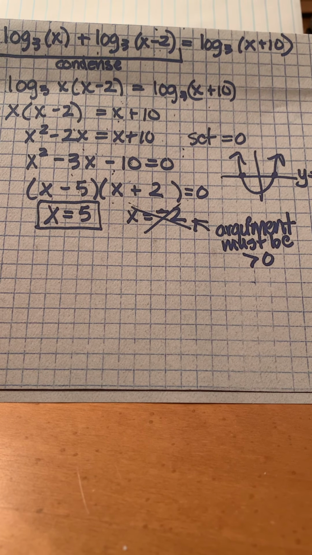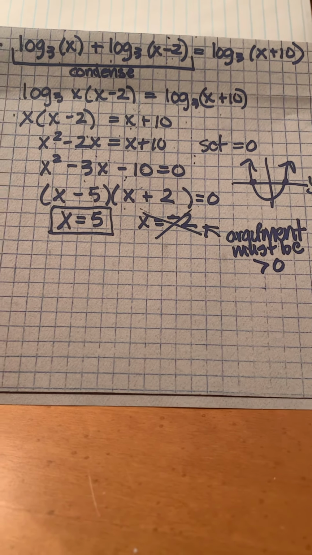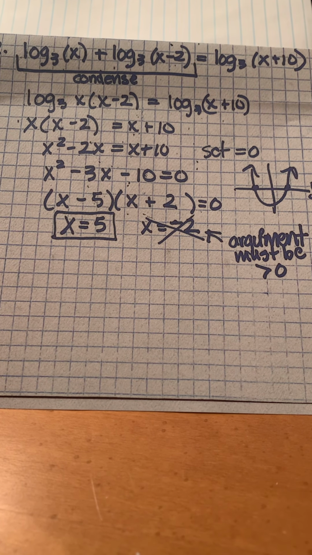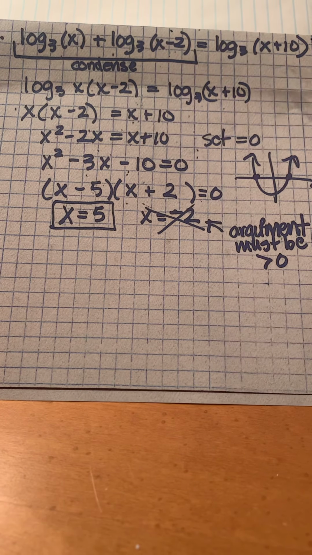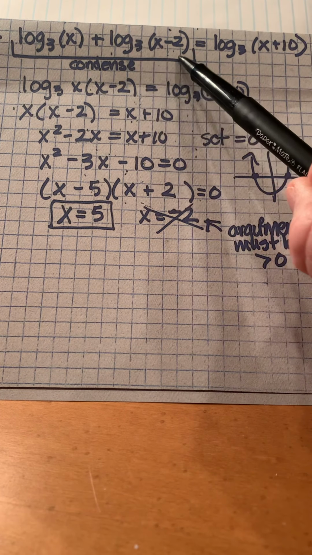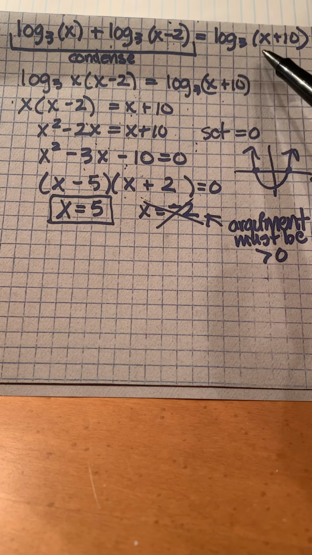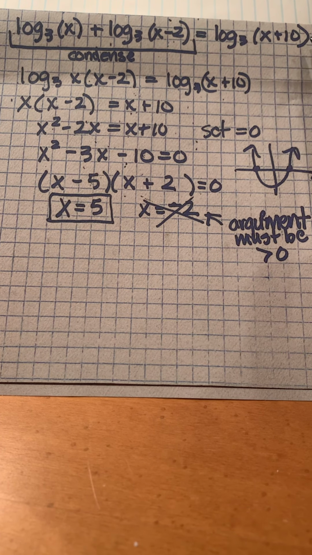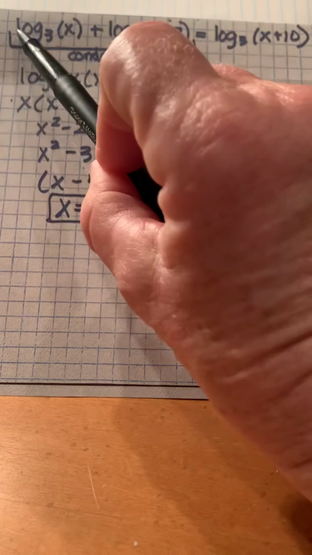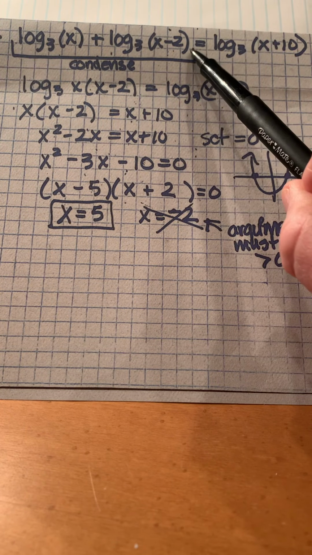This is a sample video of number 2 in the notes. I'm given the original equation up here. It says log base 3 of x plus log base 3 of x minus 2 equals log base 3 of x plus 10. In order to solve for the variable x, the first thing I need to do is condense the left side of the equation.